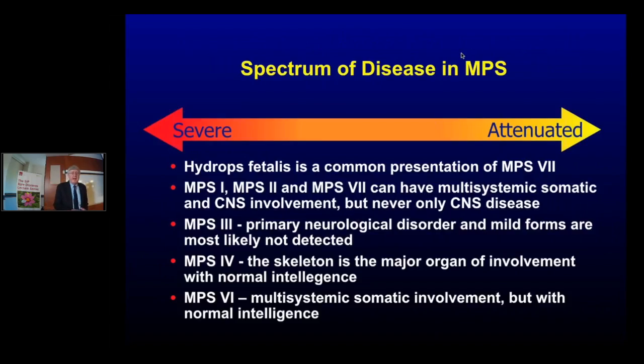So as we saw, there's a spectrum of disease in the MPSs from severe to attenuated. I just alluded to hydrops fetalis as a common presentation of MPS 7. MPS 1, MPS 2, and MPS 7 all have multisystemic involvement and CNS involvement, but never only CNS disease, whereas in contrast, Sanfilippo syndromes only have primary CNS disease, and the mild forms we most likely miss. We don't detect them. MPS 4 is really a skeletal disorder with normal intellect, and MPS 6 again has multisystemic somatic involvement, but with normal intelligence.